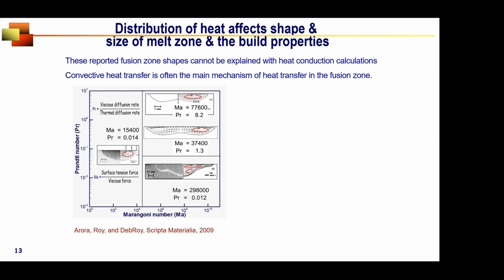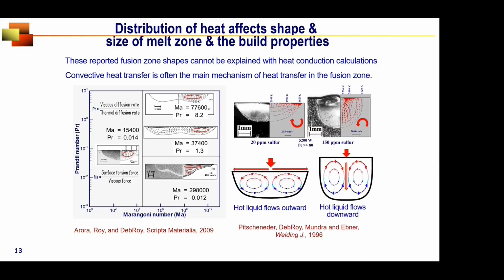And if this number is very large, then we may not have a hemispherical pool. We can have a bracketed shape pool or a pool that is like a W, depending on the material and process conditions. So heat conduction models cannot determine these types of pools. So we need to do calculations with convective heat transfer.